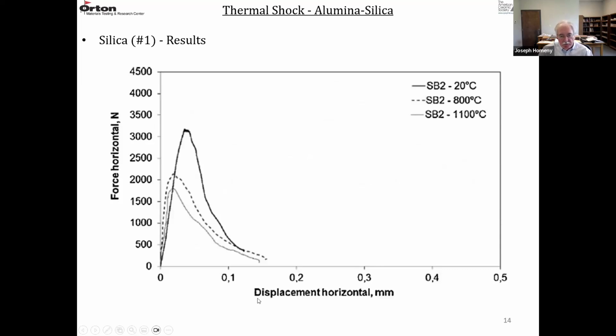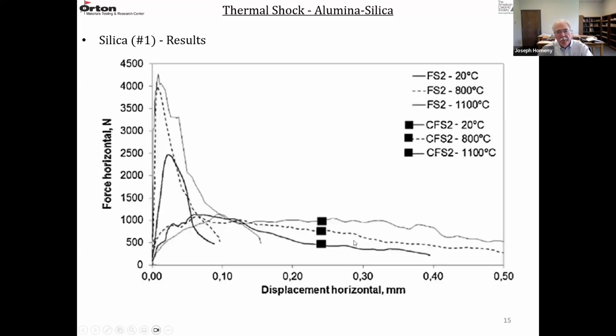So a load displacement curve for the silica bricks looks something like this. These are typical: 20 degrees, 800 degrees, and 1100 degrees C. So this one is 20 degrees, 800 degrees, and then 1000 degrees. So they're pretty linear, and then they're somewhat stable during fracture. And the higher the temperature, the lower the load. So that's for a crystalline silica brick.